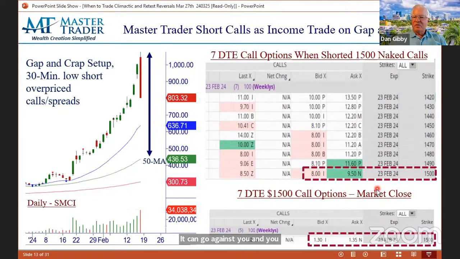So this was the market close the same day we sold this. Same day. I think we closed half or full, I don't remember. But we sold them for $8.75. We bought them back at $1.35. So do the math. You made, you know, $650 by just gap and crap.